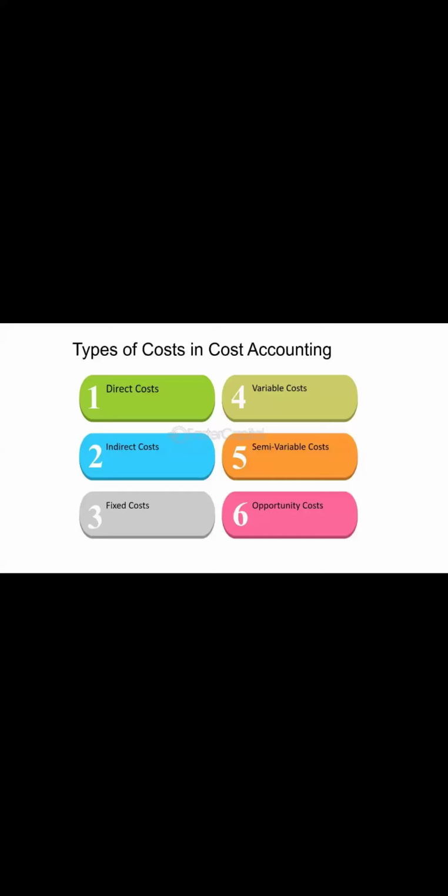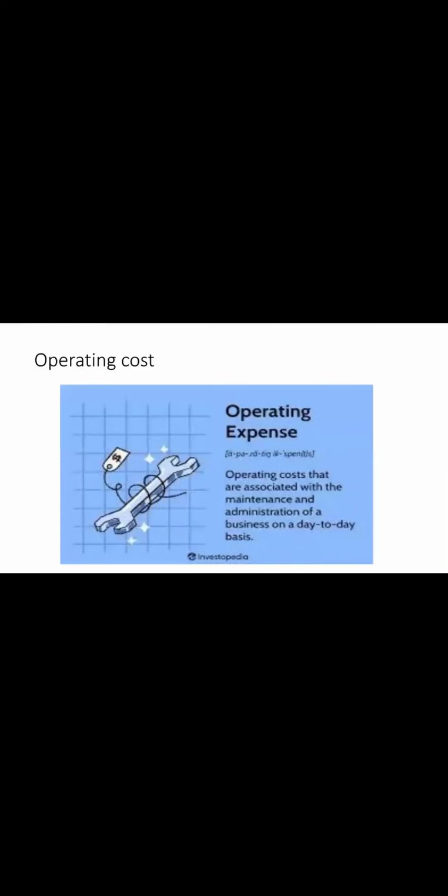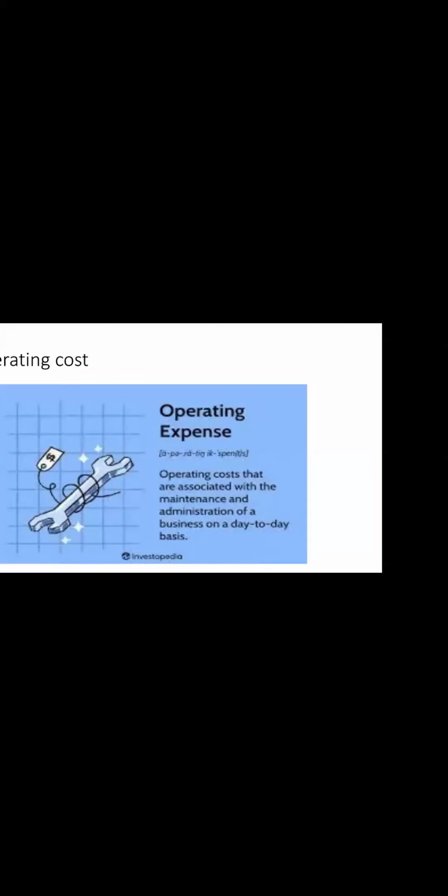It can also be used to calculate the company's operating expense ratio. To operate something, suppose a computer, you need air conditioning, right? So that comes under the operating cost. Operating costs are associated with maintenance and administration of a business on a day-to-day basis. That is called your operating cost.